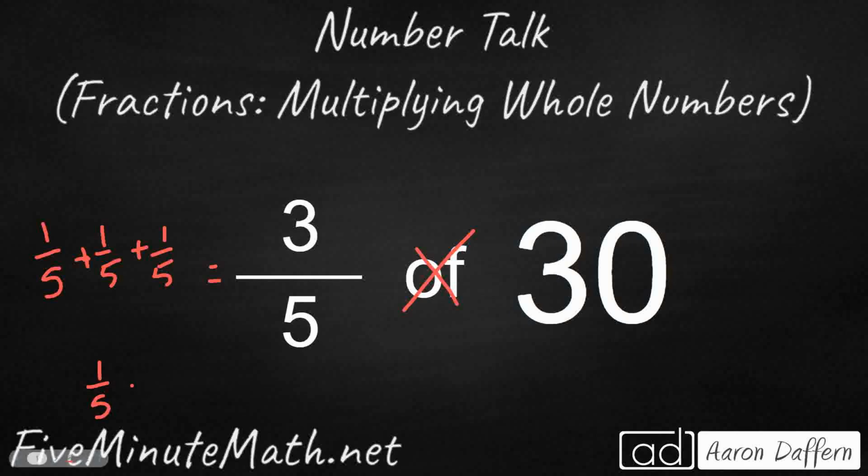When we multiply a whole number and a fraction, it's easy if we can turn that whole number into a fraction. Any whole number can be turned into a fraction over 1 because that's really just 30 ones or 30 wholes. So we could just go straight across. We can say 1 times 30 is 30. 5 times 1 is 5. So it looks like 5 into 30.